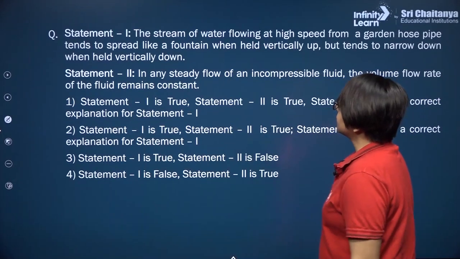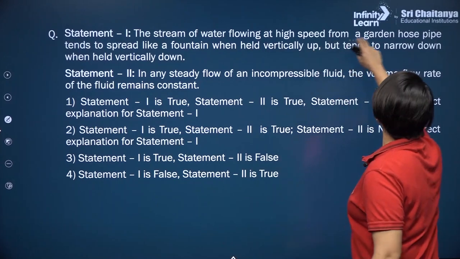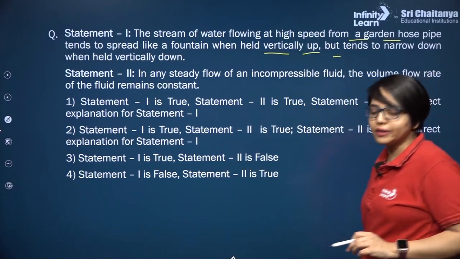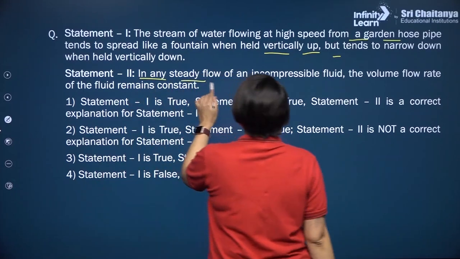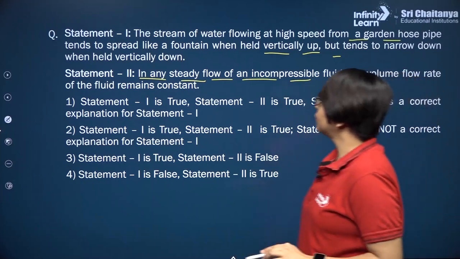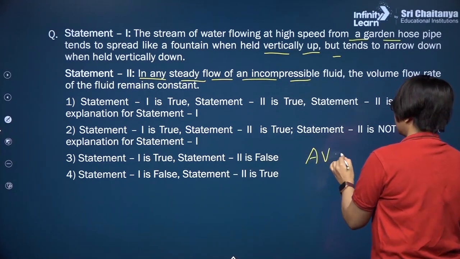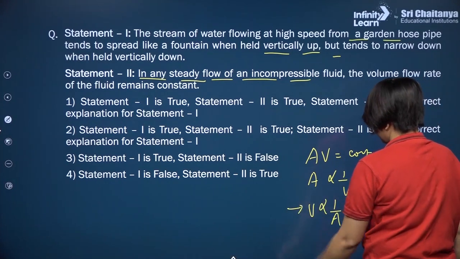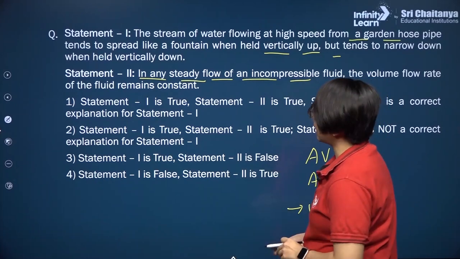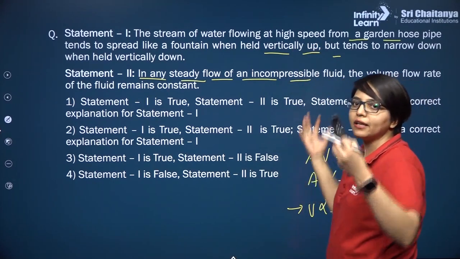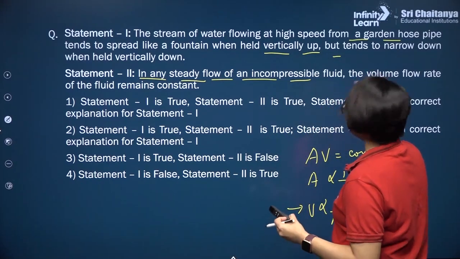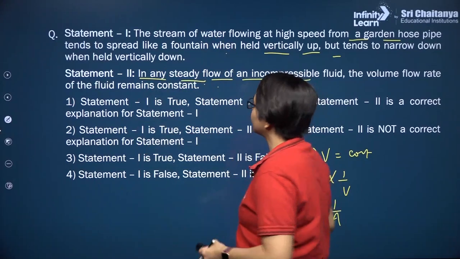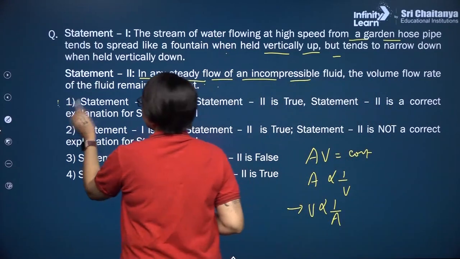Next is this one. Statement 1, the stream of water flowing at high speed from a garden hose pipe tends to spread like a fountain when held vertically up, but tends to narrow down when held vertically down. Okay, in any steady flow of an incompressible fluid, the volume flow rate of the fluid remains constant. Yes, volume flow rate is area into velocity is constant. So area is inversely proportional to velocity, or you can say that velocity is inversely proportional to area, right? So if area is more, velocity will be less. So that is why when you hold it upwards, it spreads like a fountain. When you hold it downwards, the stream is narrowed down, right? So over here, statements 1 and 2 are both correct, and 2 is the correct explanation of statement 1. So the correct answer is option 1.